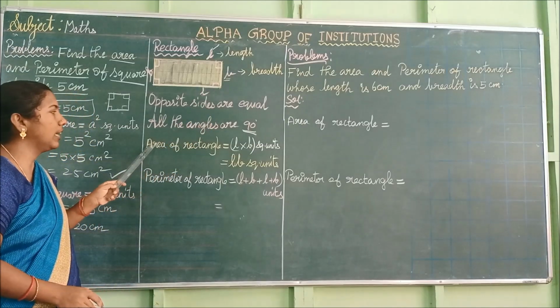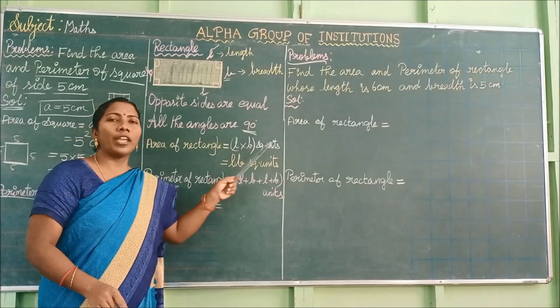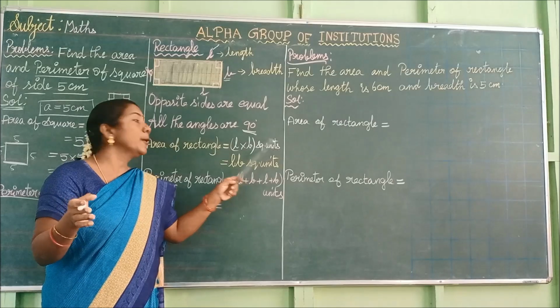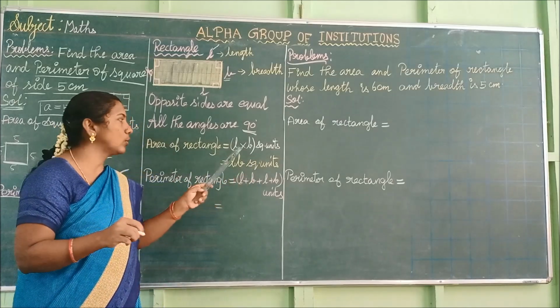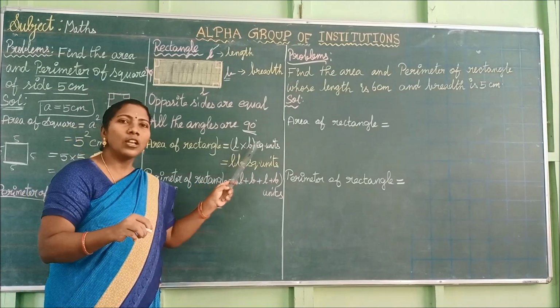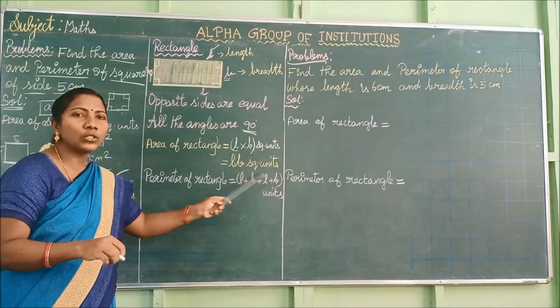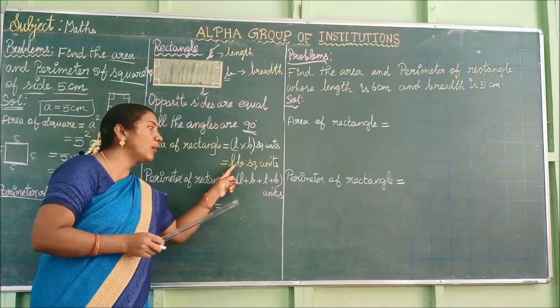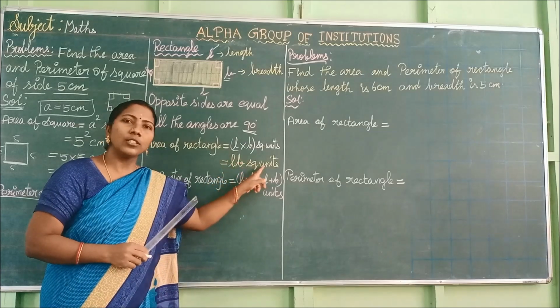So we are going to write the area of rectangle formula as length into breadth square units. Already told why we are writing the square units for area. So length into breadth square units. Shortly we also write it as LB square units. Though we write LB square units, we have to read it as L into B square units.